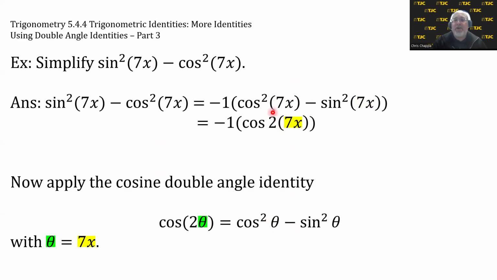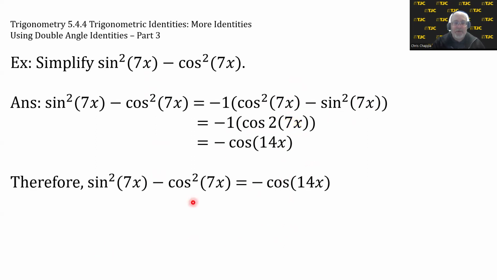Anyway, we apply the double angle formula to cosine squared of 7x minus sine squared of 7x. That becomes cosine of 2 times 7x. Well, that's just 14x. And don't forget, we have the negative in front when we factored out a -1 to reverse the subtraction problem. Therefore, sine squared of 7x minus cosine squared of 7x is negative cosine of 14x.